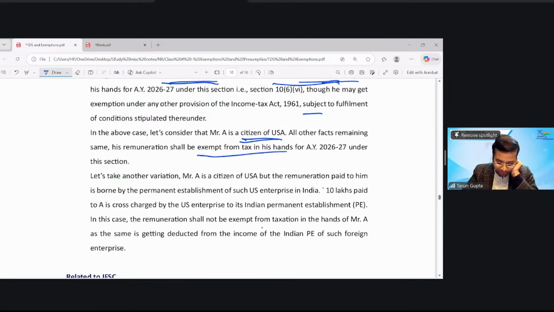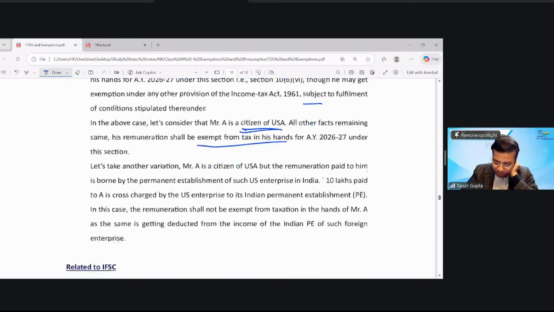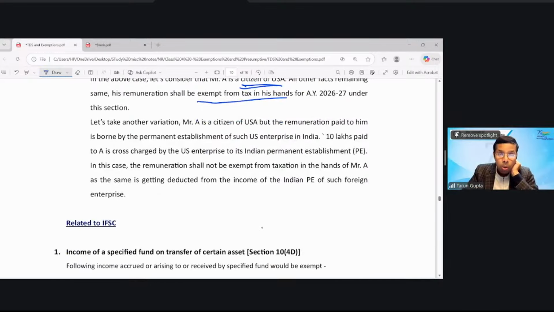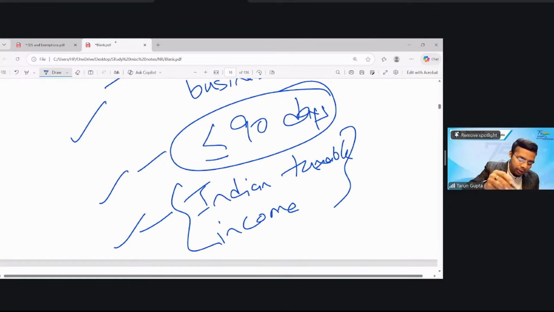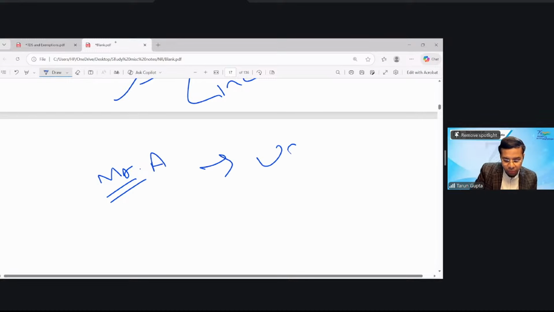Let's take another variation. Mr. A is a citizen of USA, but the remuneration paid to him is borne by the PE of such US enterprise in India. See, where it says that Mr. A is working as an employee of a US company, a foreign enterprise, but this US company has a PE in India.